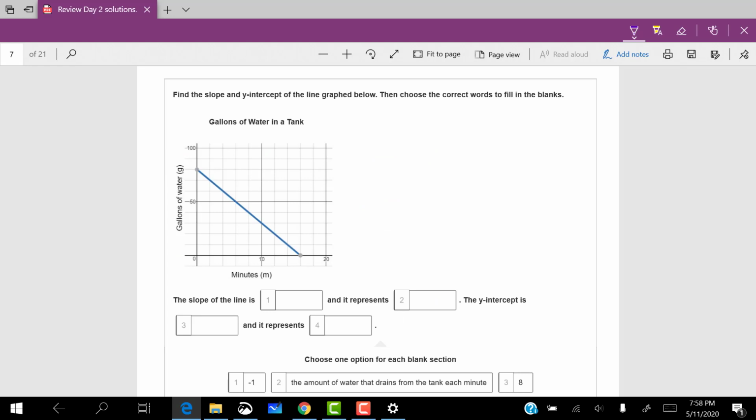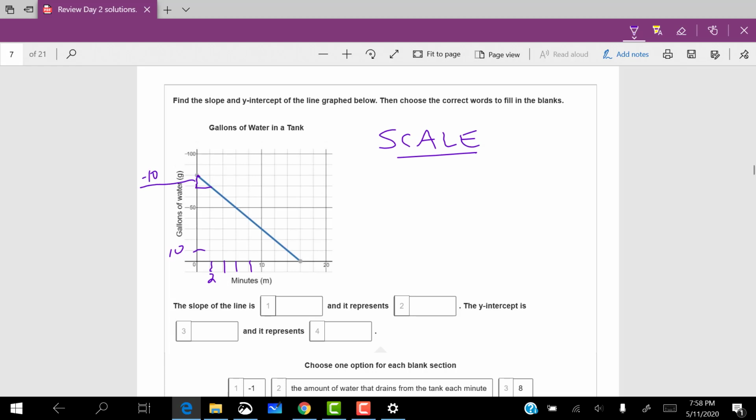Okay, this is about what the slope and the y-intercept mean in context. Be careful with the scale. So notice here we're counting by 2s, 2, 4, 6, 8. And here we're counting by 10s. So it looks, if you're counting the boxes, like it goes down 1 over 1. But remember, this is really down 10. And this is really over 2. So my slope is -10 divided by 2. In other words, -5. So the slope is -5.